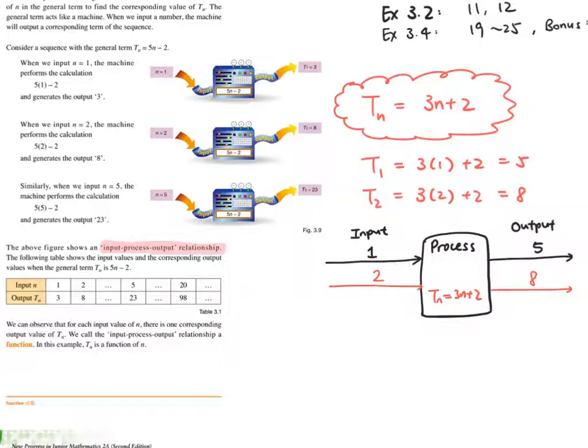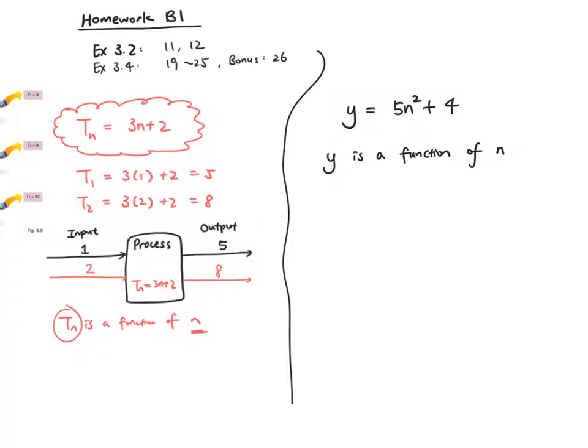So how do we call it in a mathematical term? We say that Tn is a function of n. It means we input the value of n, then we will have the output Tn. I have one input, one output. This is called function. Apart from the previous notation, we may also write something else.